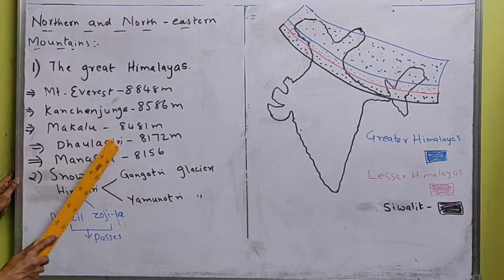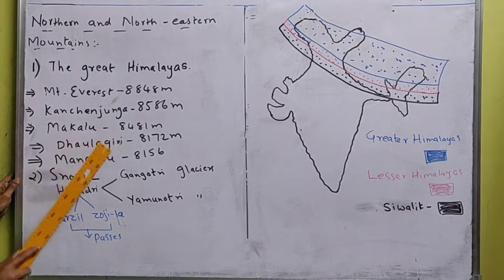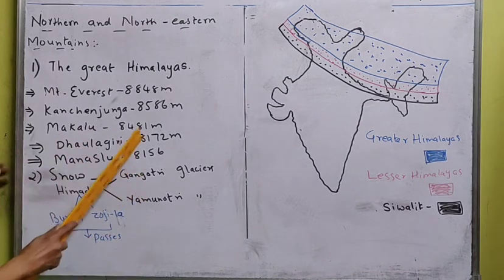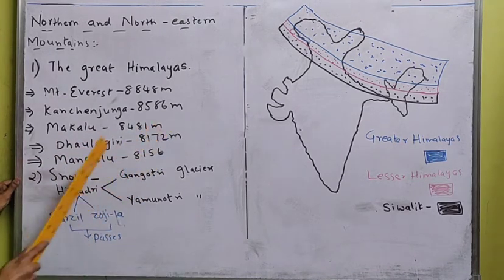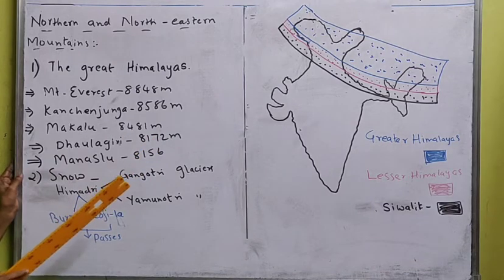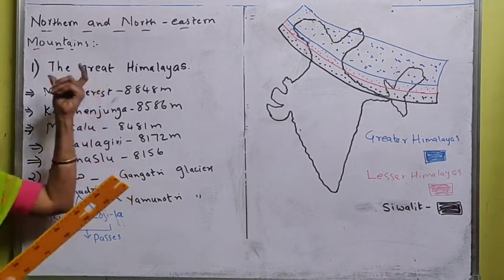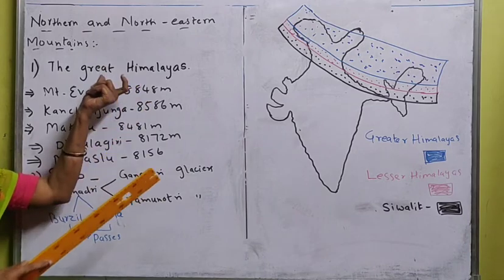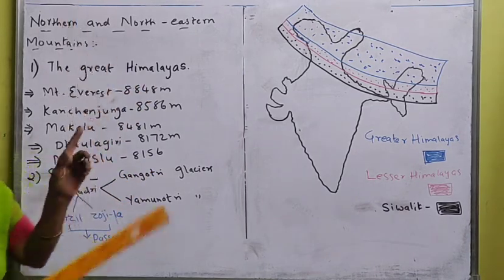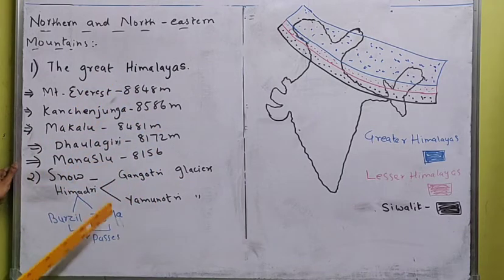Dhaulagiri: Giri means mountain, and Dhaula means white in color, because the Himalayas are always covered with snow. It is 8,172 meters, and Manaslu is 8,156 meters. I told you previously that the Great Himalayas are above 6,100 meters. So this is what the Himalayas are.